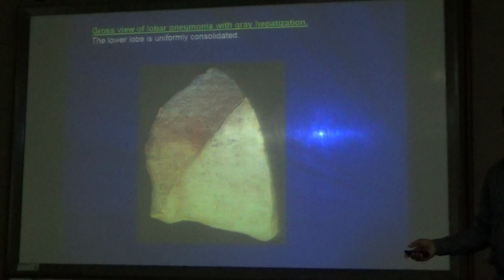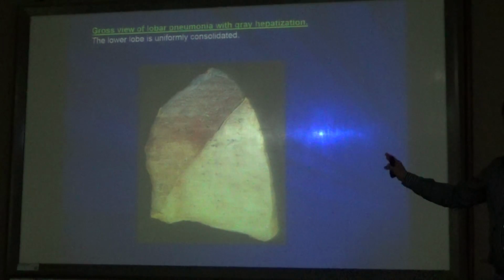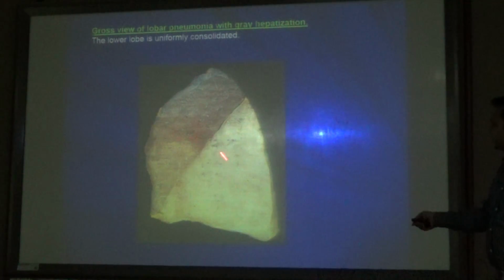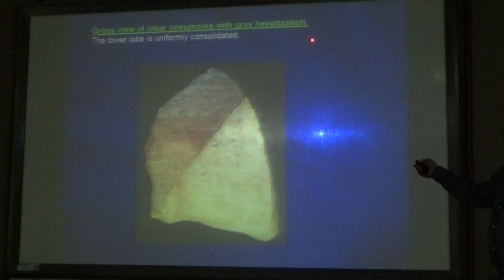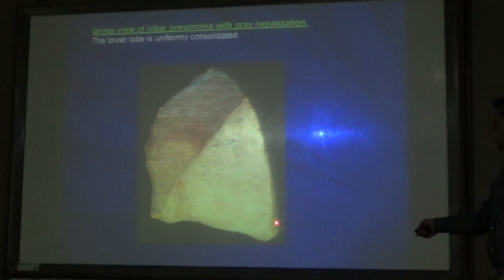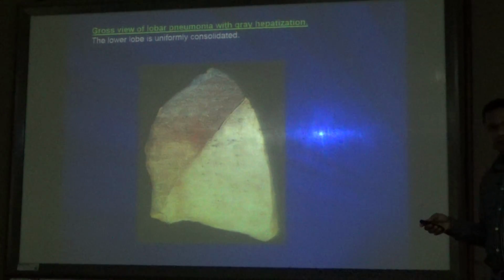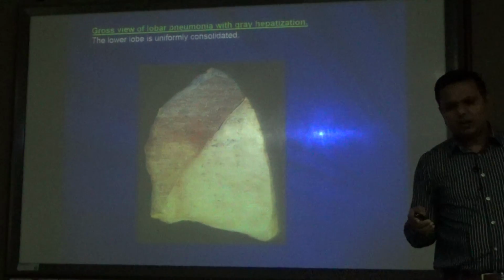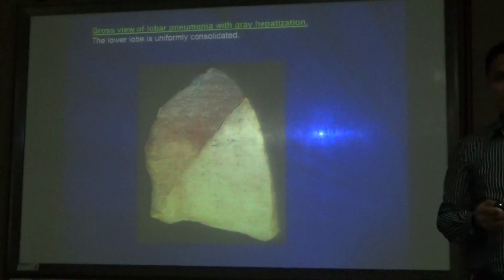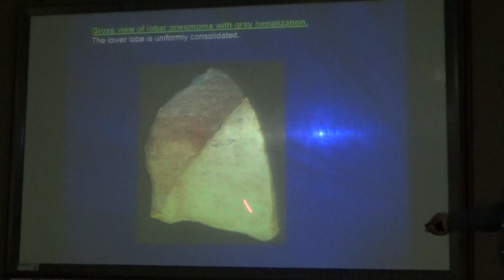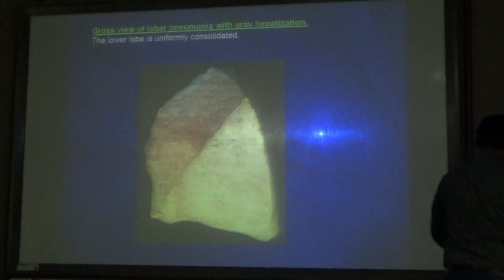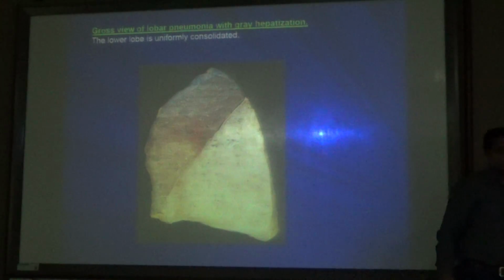I don't have a red one here; this is a very classical picture of grey color. This is the upper lobe, and the lower lobe is showing grey in color. Lobar pneumonia with grey hepatization: the lower lobe is uniformly consolidated. Grey, not whitish. This color, grey color.